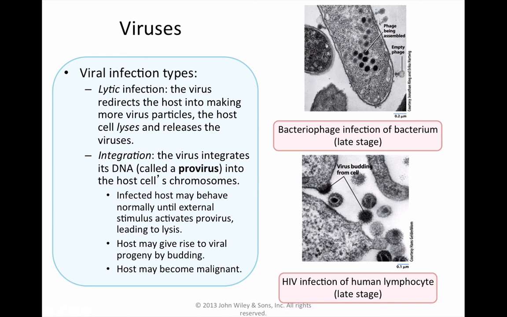One of the bad things with integration is that sometimes these viruses will insert themselves into places in our DNA that cause the cell to become malignant. This is an example of how viruses can cause cancer. HPV, human papillomavirus, is known to cause at least 16 types of cancer. And that's why we have vaccines such as Gardasil in order to prevent the virus from infecting people, which then prevents the cancer.